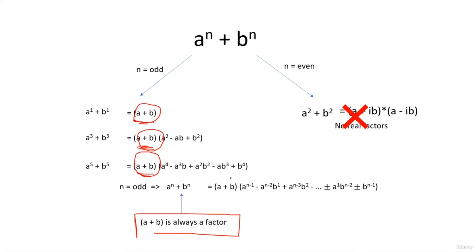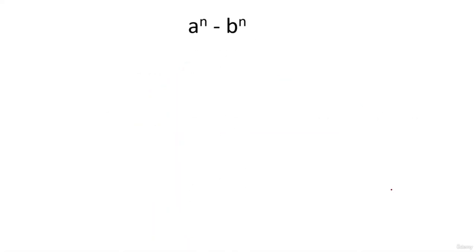Okay, next I want you to remember this expansion of a raised to n plus b raised to n, this formula. Okay, because this formula we'll be using in many places going forward. Okay, we talk about the next type of expression, a raised to n minus b raised to n. In that case, suppose n is odd and n is even, we start with n being odd. So a raised to 1 minus b raised to 1 becomes a minus b.